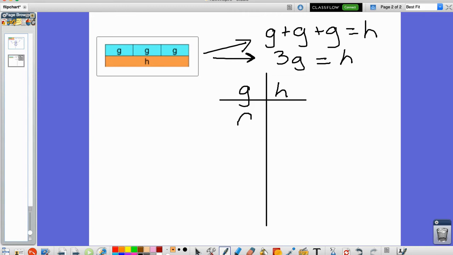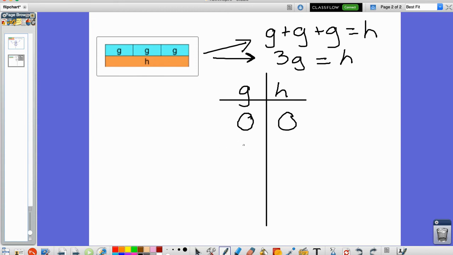So let's pretend g is 0, okay? I'm just going to make up any old number, and I'm going to say g is 0. Well, if g is 0, then this has to be 0, and this has to be 0. So now what's h equal to? Well, 0 plus 0 plus 0 is 0. So when g is 0, h has to be 0.